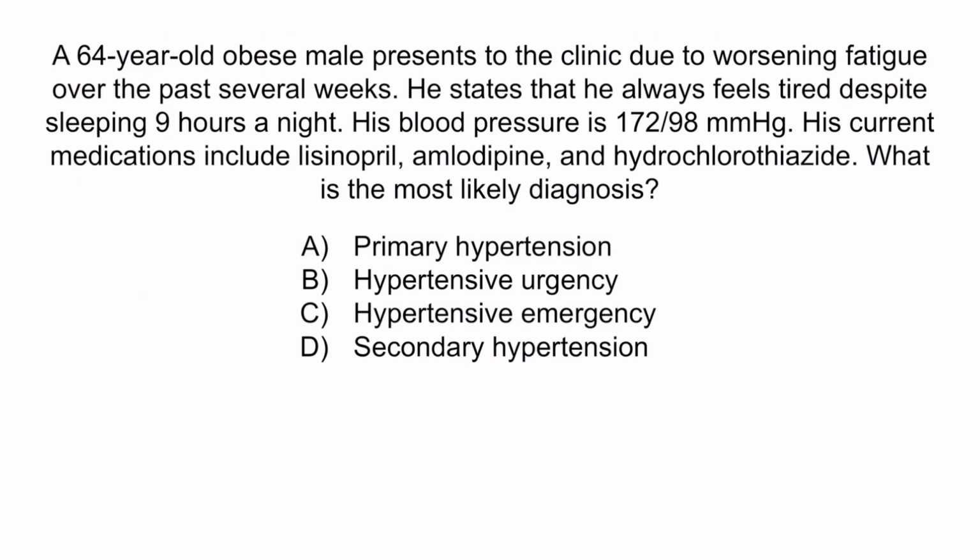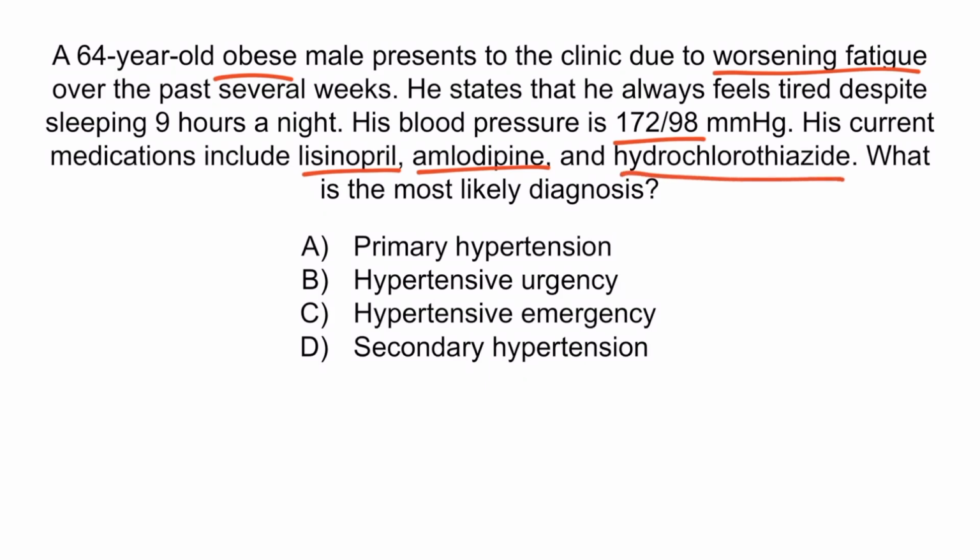A. Primary hypertension. B. Hypertensive urgency. C. Hypertensive emergency. Or D. Secondary hypertension. Okay, from the question stem, we learned that this patient is obese, has worsening fatigue, a blood pressure of 172/98, and is currently on 3 antihypertensive medications, lisinopril, amlodipine, and hydrochlorothiazide.